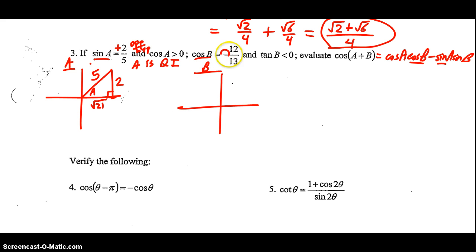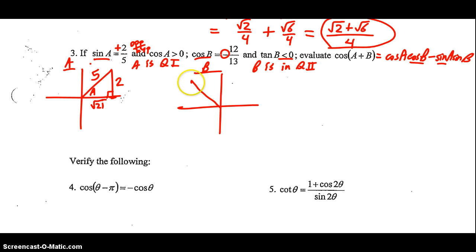Okay, let's do the same thing for B. So the cosine is negative. Well, cosine is negative in quadrants 2 and 3, and the tangent of B is less than 0, so that means tangent's negative. Well, tangent's only negative in quadrants 2 and 4. So where do they overlap? Quadrant 2. So B is in Q2.